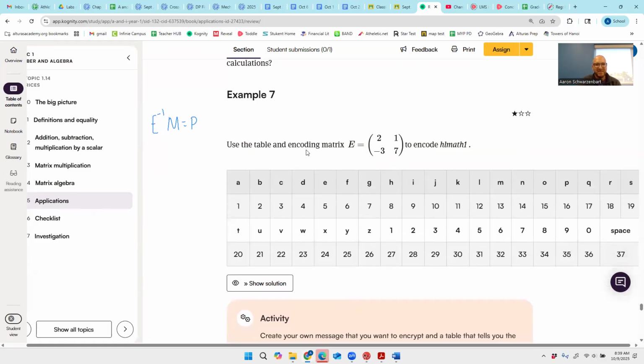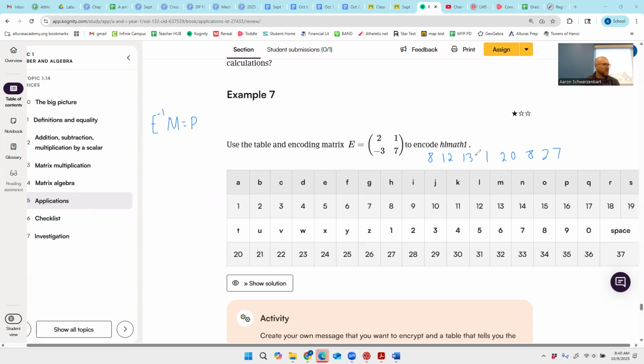Yeah. So here's my encryption matrix. It wants you to encode HL math 1. So it's 8. It has to be a 2 by. Okay, you're getting me the numbers. 8, 12, 1, 20, 8, 8, again, 7.